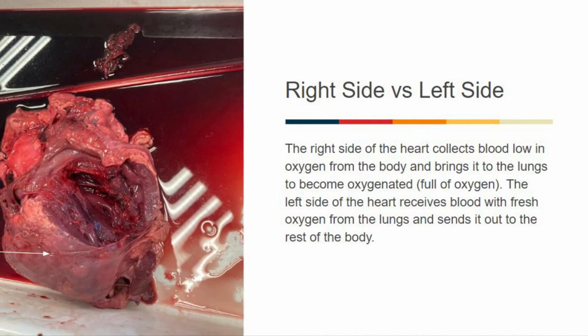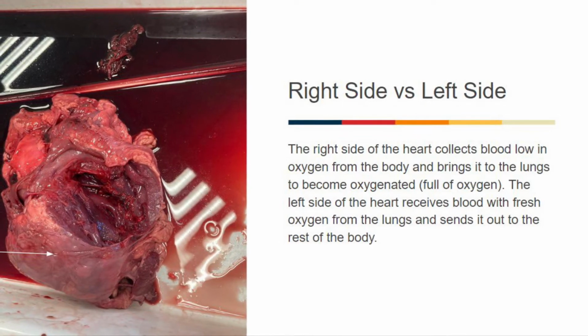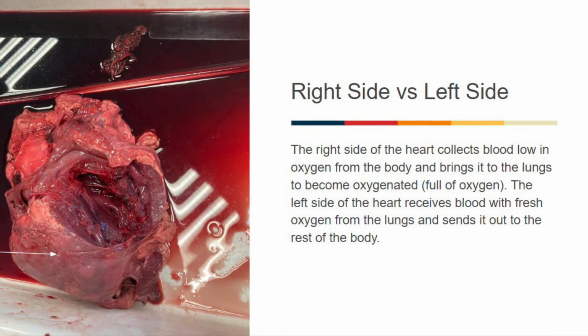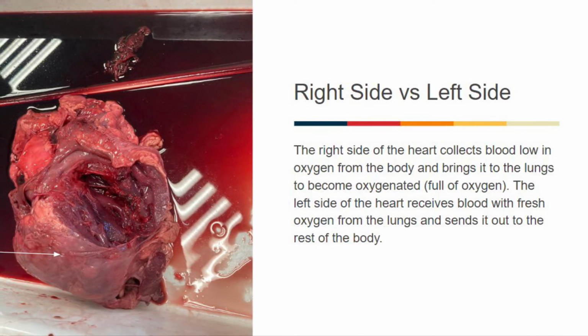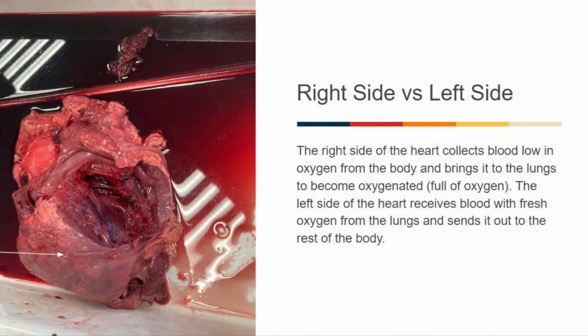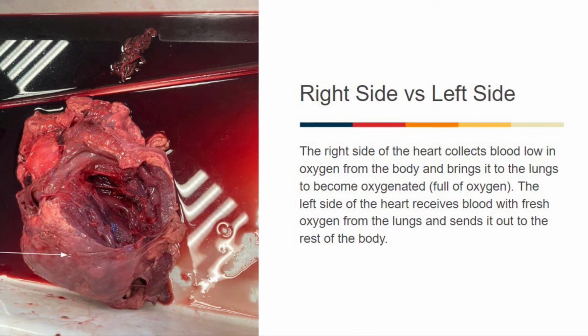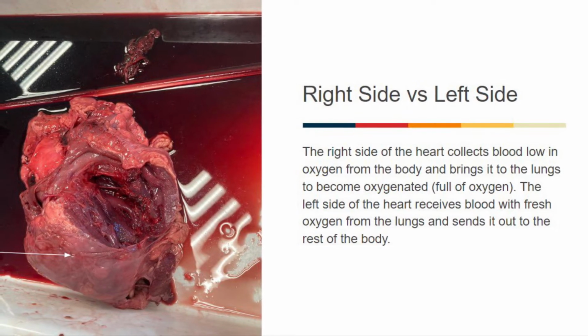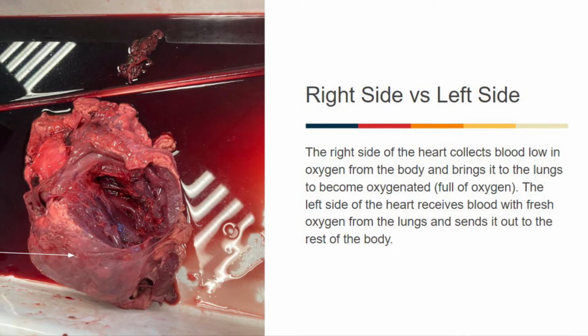The right side versus the left side of the heart. The right side of the heart collects blood low in oxygen from the body and brings it into the lungs to become oxygenated, full of oxygen. The left side of the heart, on the other hand, receives blood fresh oxygenated from the lungs and sends it out to the rest of the body.